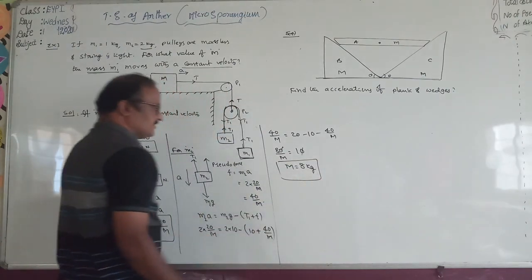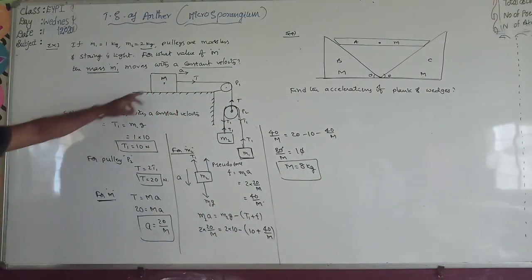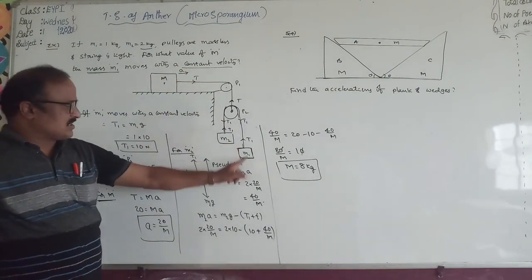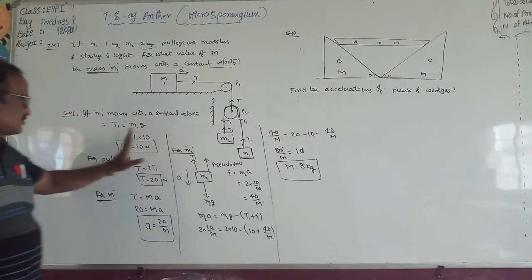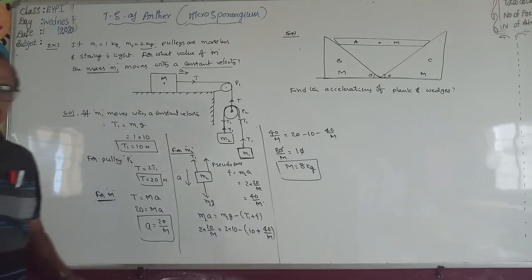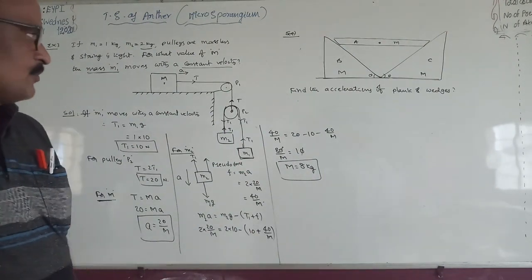Do you understand? So for what value of capital M does M1 move with a constant velocity? Taking the free body diagram makes it very easy. Observe. Right. Next, one more problem is there.